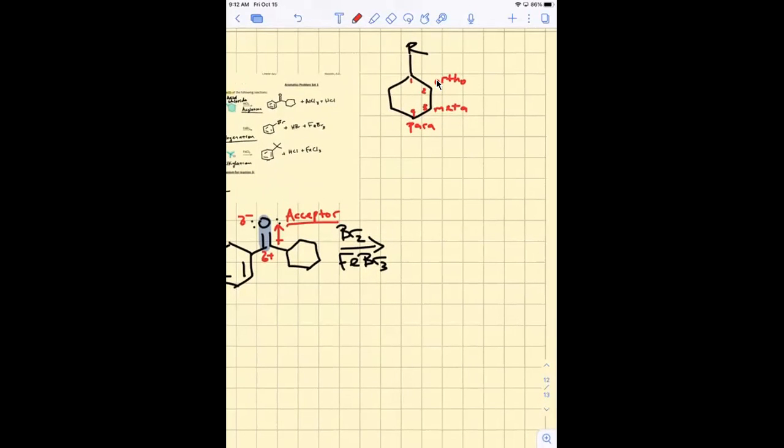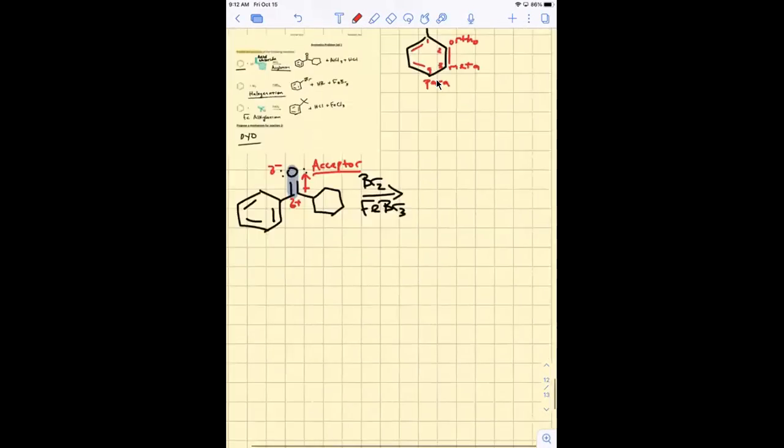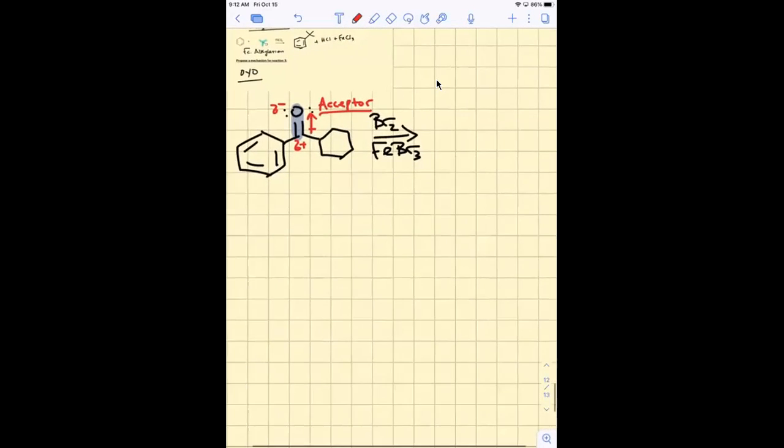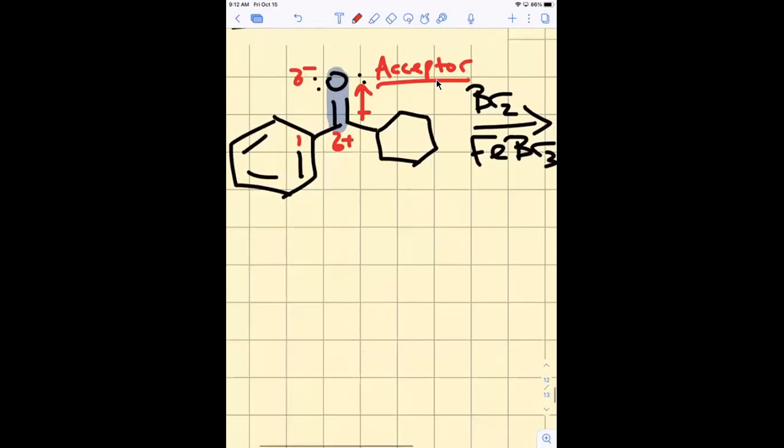So if there's an acceptor, what position does the acceptor activate? Aren't those at the meta position, the activated position? Yeah. So I forgot, let me put some bonds in here. If there's an acceptor on the ring already, it's going to activate the meta position, right? So that's going to be this position right here. So this is 1, that's 2, and that's 3. So the 3 position.